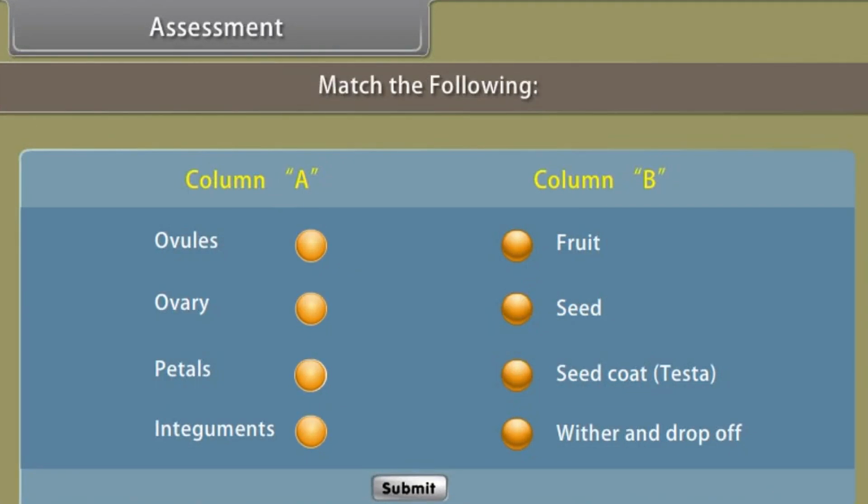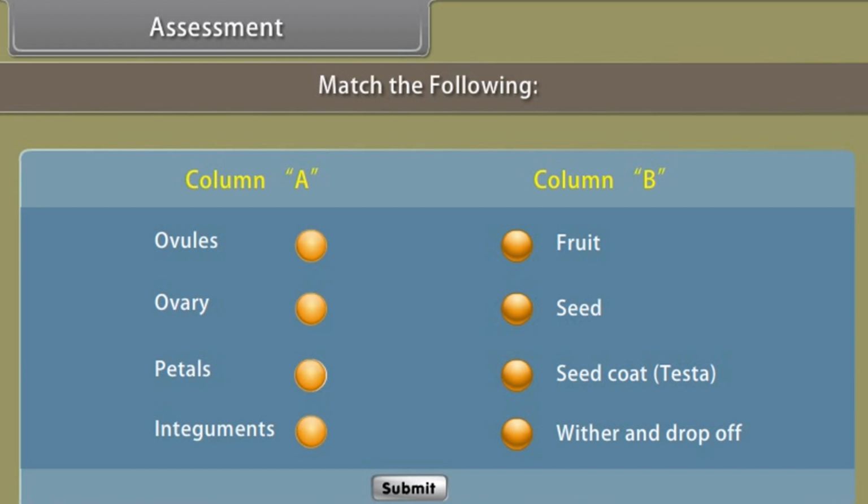Assessment. Before proceeding further, let us know how much you have learned. Match the following. Did you know? Pollen tube production can be artificially provoked by inserting pollen grains in a sugary solution with concentration between 2% to 20%.